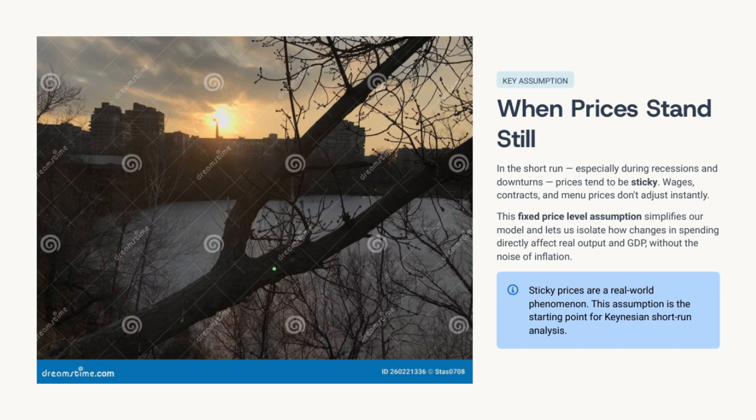In the short run, especially during recessions or economic downturns, prices tend to be sticky. Wages, contracts, and menu prices don't adjust instantly to changes in economic conditions. This stickiness is a key reason why we see fluctuations in output and employment even when the overall price level remains relatively stable in the short term. When prices stand still, it means that the economy's response to shifts in demand or spending can be more immediate and pronounced. This is a crucial assumption in Keynesian models because it helps us understand why fiscal policy can have a direct and significant impact on real GDP during these periods.